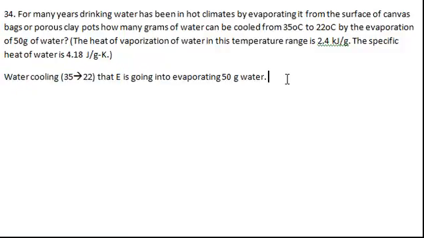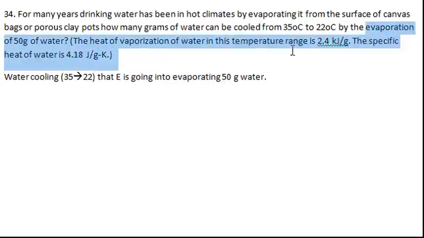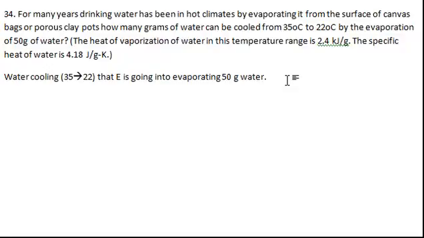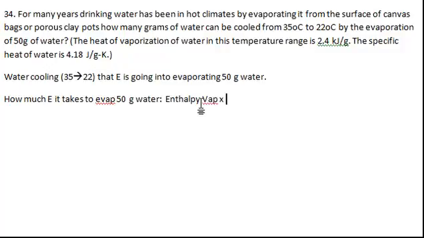So for the first step, we're trying to figure out how much water we have to cool to evaporate, or coming from the evaporation of 50 grams of water. The thing that we know everything about is the evaporation of the 50 grams of water. So we can figure out how much energy it takes to evaporate the 50 grams of water. It's an evaporation, which is a phase change, and we are given the enthalpy of vaporization. We are told that it's 2.4 kilojoules per gram, and we know that it's 50 grams. So that's just the enthalpy of vaporization times the mass.